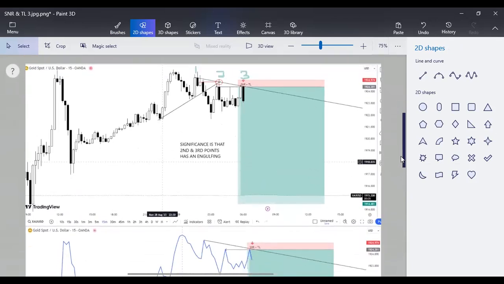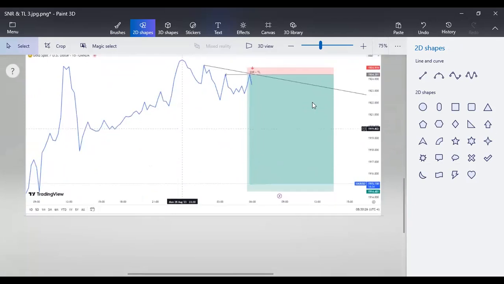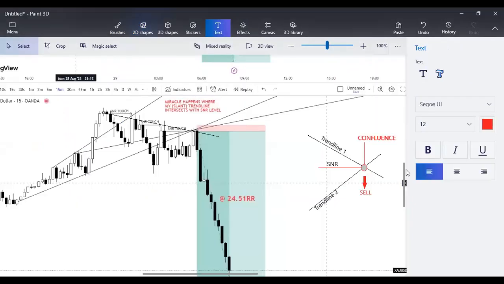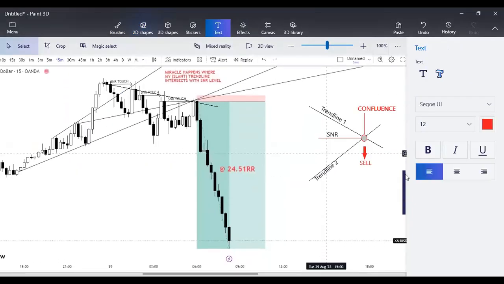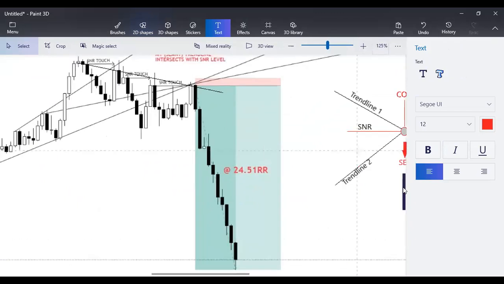So you can imagine what happens later. The price will drop so much at that junction there. Imagine what happened. See the results, almost about 24.5. Yeah, you can imagine what happened there.